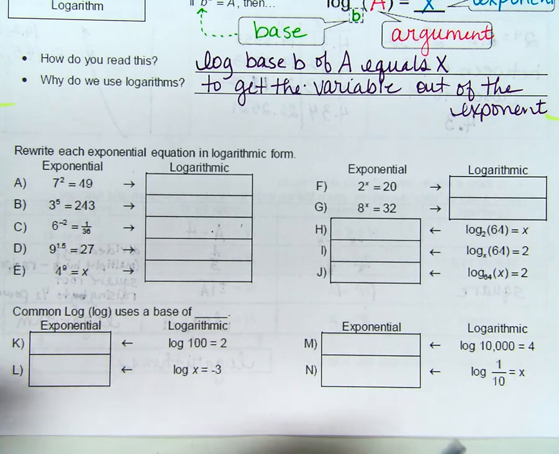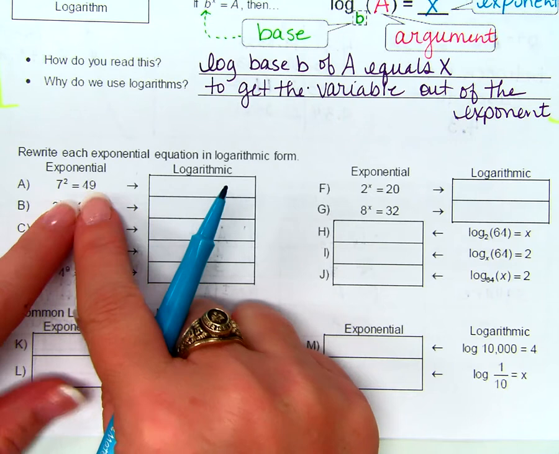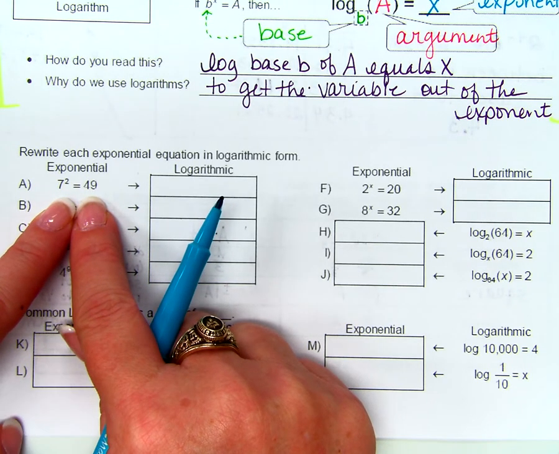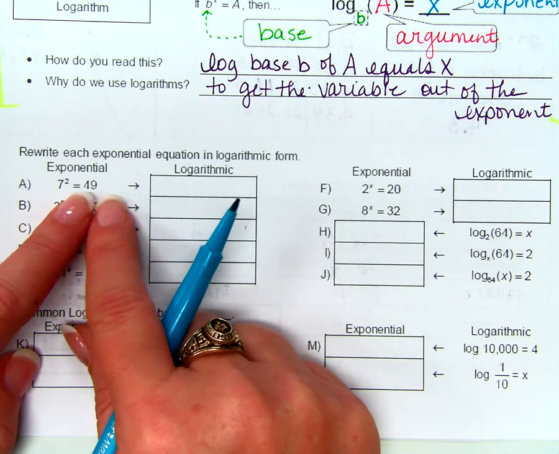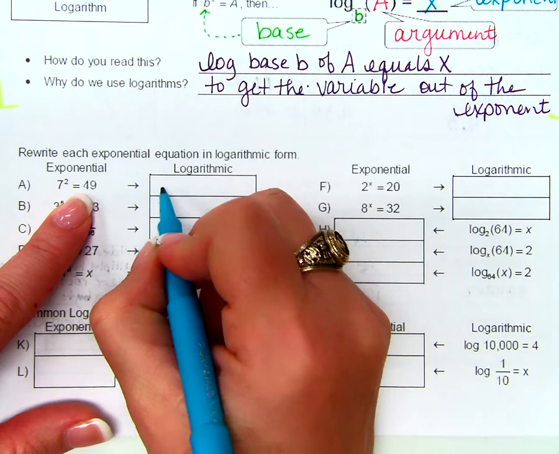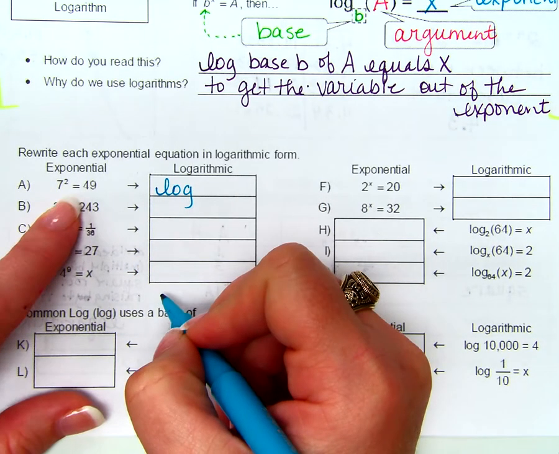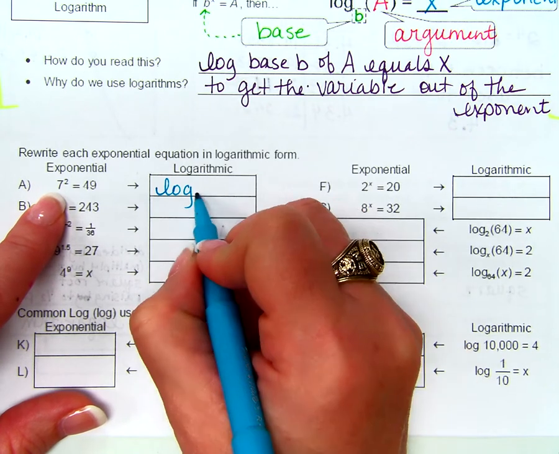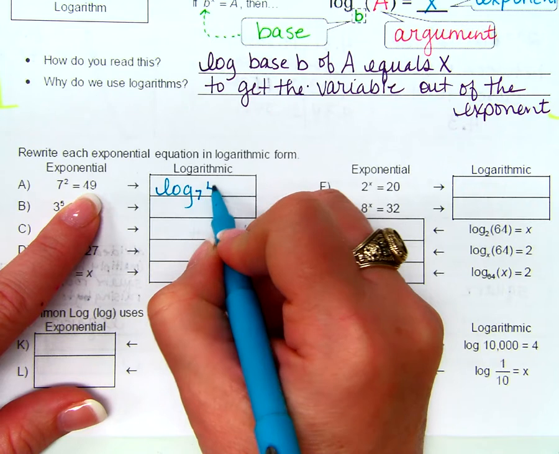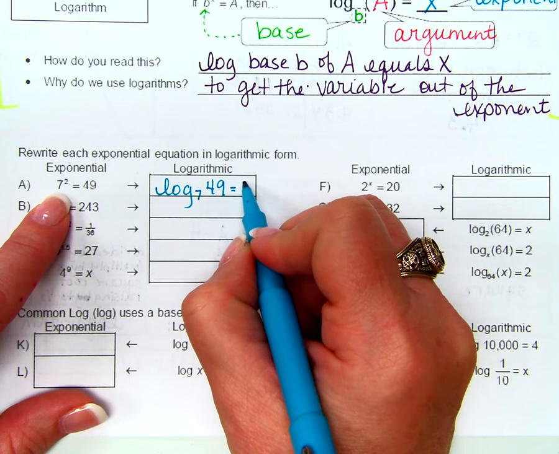So let's do a couple of these. If I start in exponential form with 7 squared equals 49, the first thing I want you to notice about that sentence is that it's true. 7 squared is 49. Right? So if I'm putting that into logarithmic form, the first thing I write is log. What is its base? What is the base of the exponent over here? 7. So that's the base of the log of 49 equals, what's the exponent? 2.